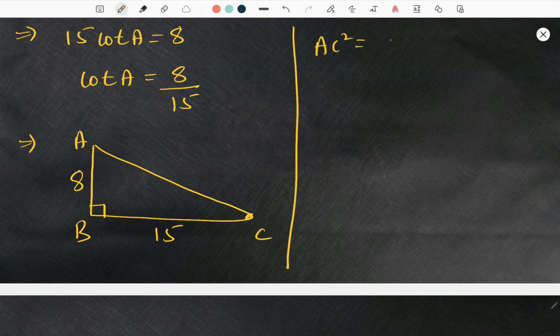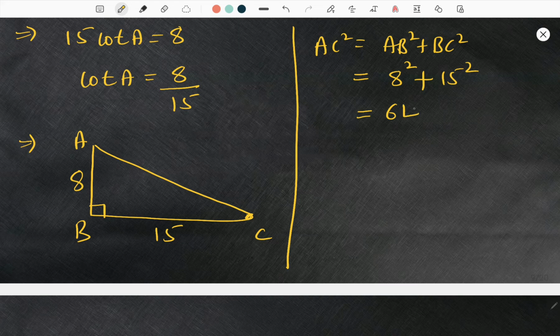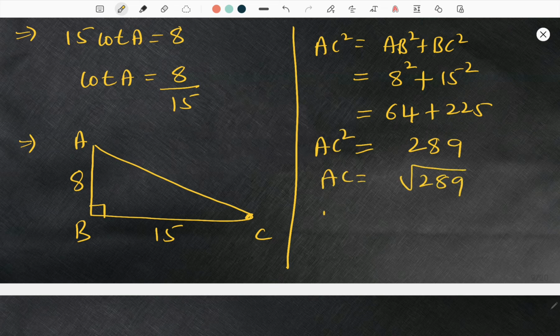AC square is equal to AB square plus BC square. So what is AB square? 8 square, plus what is BC square? 15 square. It is 64 plus 225. So how much does it become? 4 plus 5 is 9, 6 plus 2 is 8, and it becomes 289. So AC square is equal to 289, and AC is equal to under root 289. Don't you think it is 17? AC is equal to 17 we are going to get.